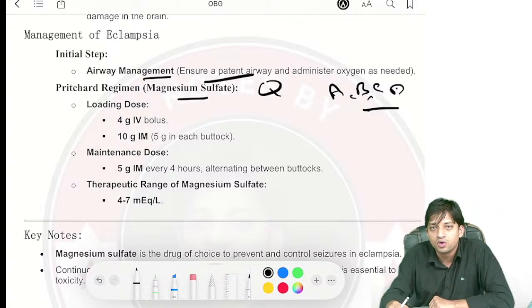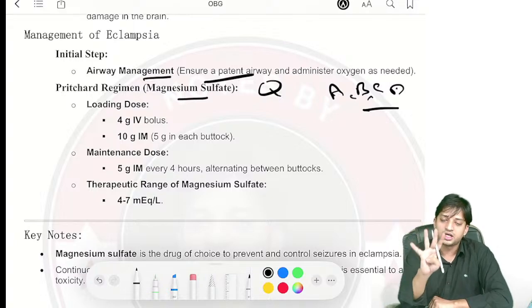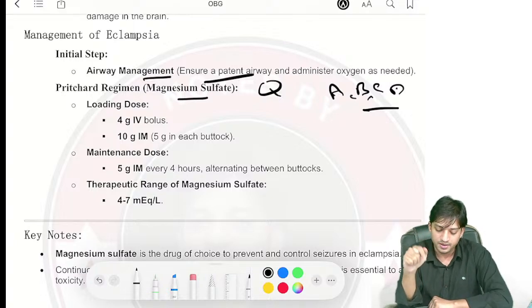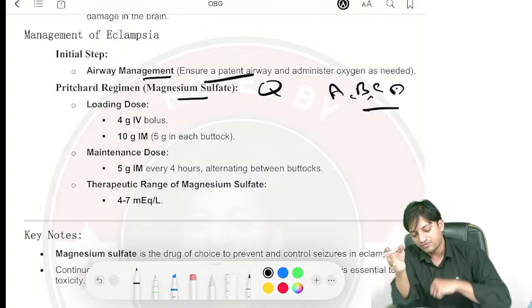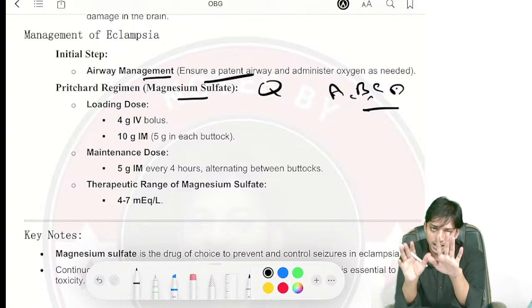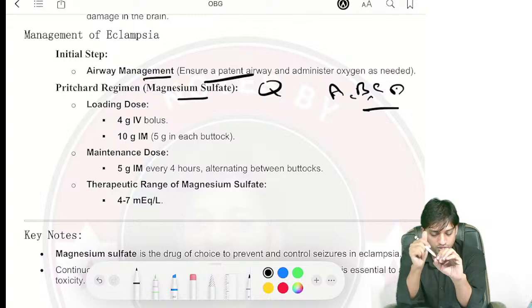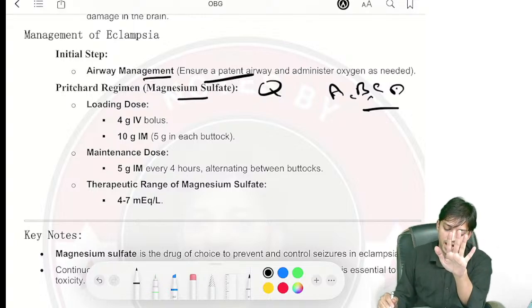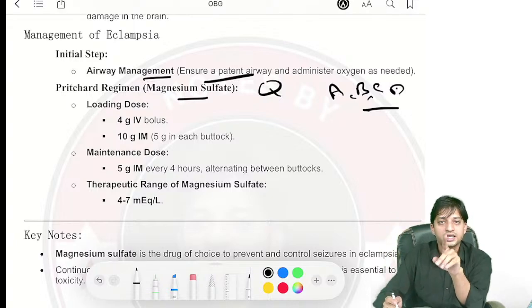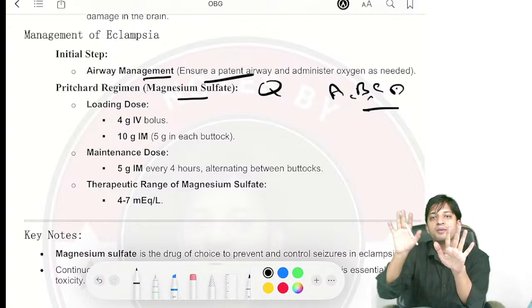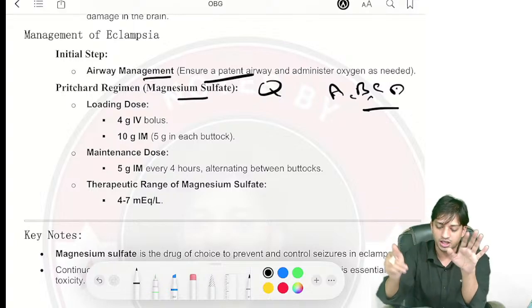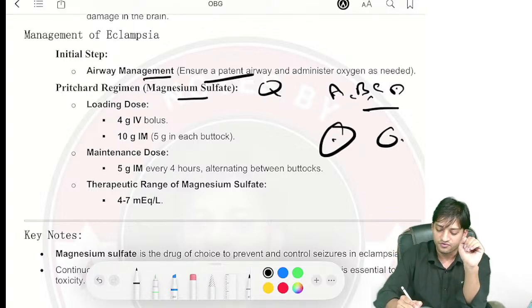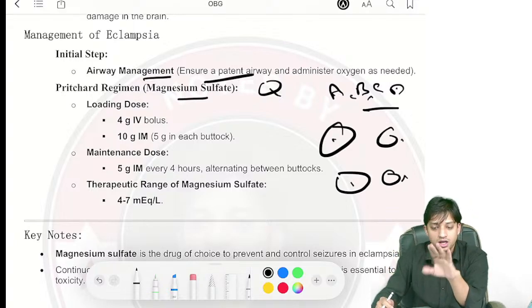So what will be the loading dose? They have asked you many times. It is 4 gram IV bolus. Then we have 10 gram IM, intramuscular, you can give. Then for the maintenance dose, just give 5 gram IM every 4 hours, right? And how do you have to give it? 5 gram in alternate buttocks, each buttock. 5, 5, 5, 5, alternate buttocks you have to give, right?